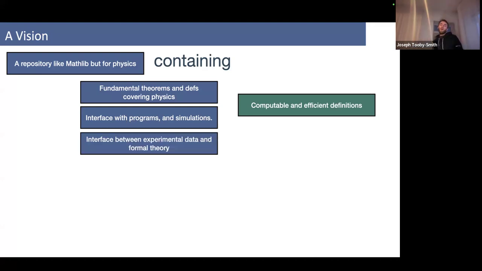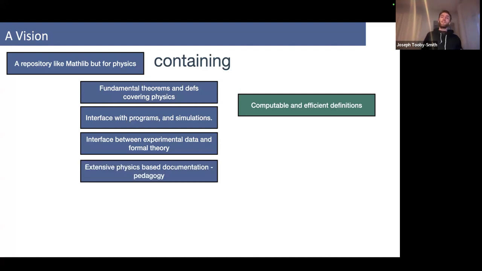But it could contain more. Ideally, in 10 years' time, we may be able to have an interface between experimental data and formal theory. Because after all, physics is about the real world, and it's about experiments and experimental data. When physicists come up with models and theories, they test those theories, either explicitly or implicitly, against the real world. So some way to take fundamental theorems, to test those, to feed experimental data into those, come up with predictions would be great. I have no idea if this is possible. This is a vision of what I want things to look like.